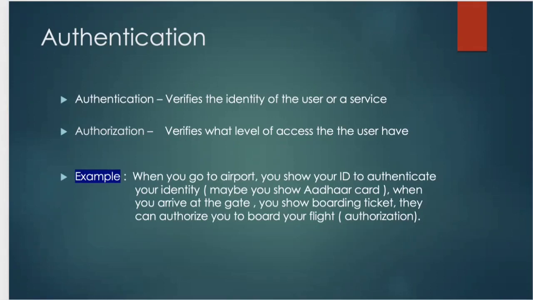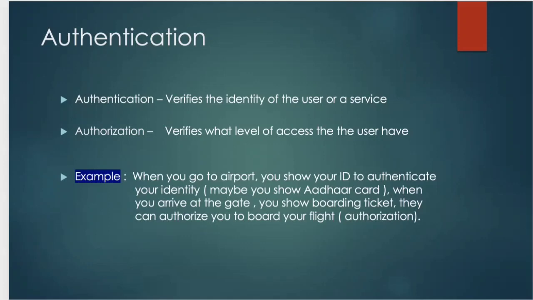To give a more technical example, for example, you log into a system, for example, Amazon.com, using your username and password. That is authentication. But within that application, what level of access do you have? For example, Amazon Prime members will have a different level of access. A normal user will have a different level of access. That will be decided by the authorization.